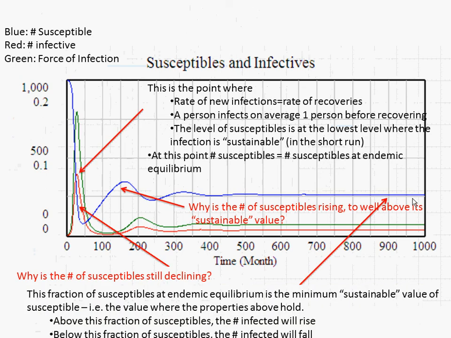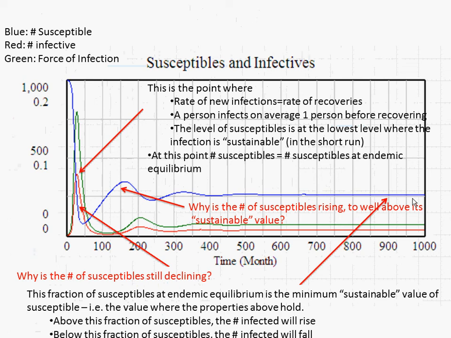Yeah. So that's the hallmark of this situation of endemic equilibrium. So this peak is the point where the rate of new infections equals the rate of recoveries. Each person on average infects one person before recovering. It's the level of susceptibles at the lowest level where the infection is sustainable in the short run. It's at that level which allows me to infect at least one person before I recover, right?